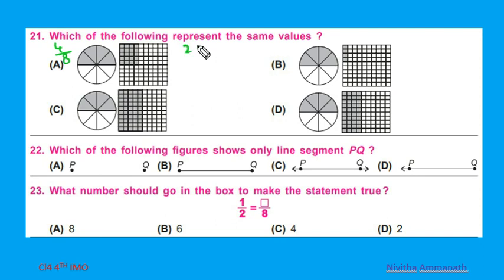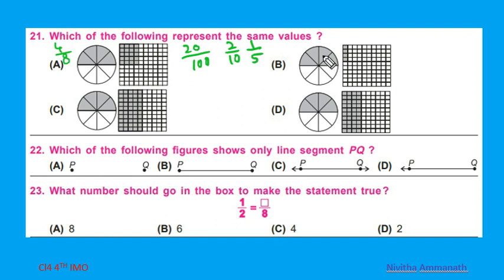But 20 out of 1, 2, 3, 4, 5, 6, 7, 8, 9, 10. 10 into 10, 100. 20 divided by 100 means 2 by 10. That is 1 by 5. So 4 by 8 is not equal to 1 by 5.